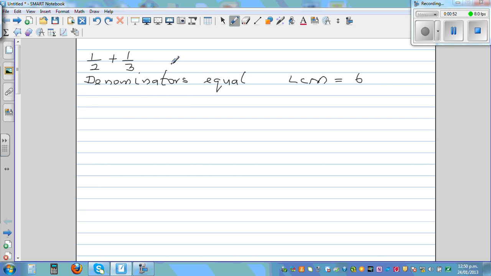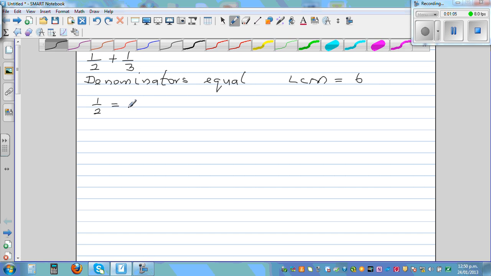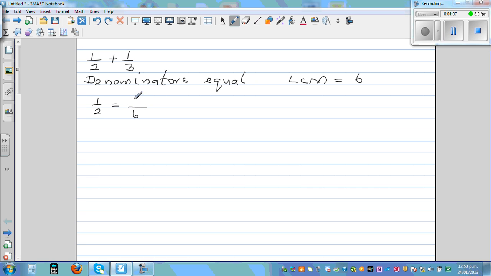So 1/2 is the same as writing, I want to write the denominator as 6. So 1/2 is how many sixes? Well, that is 3/6. 1/2 is the same as 3/6. So basically what we have done is multiplied the denominator by 3, so we also multiply the top number, the numerator, by 3. So 1 times 3 is 3 and 2 times 3 is 6.